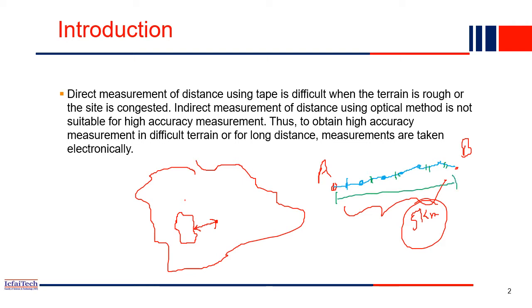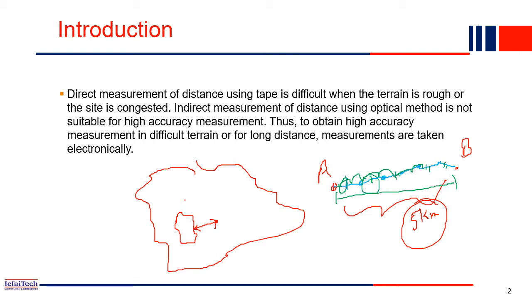Now what is the problem with this? There will be errors in each measurement, and they will accumulate in the total. That is again a problem, because our tape length is limited. It may be 20-meter, 30-meter, 40-meter, with a 100-meter tape maybe the maximum available. Beyond that you cannot measure, so we have to take intermediate points for long distance measurement.